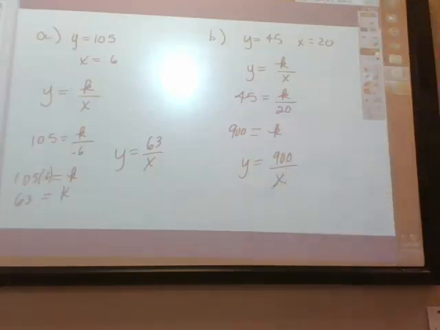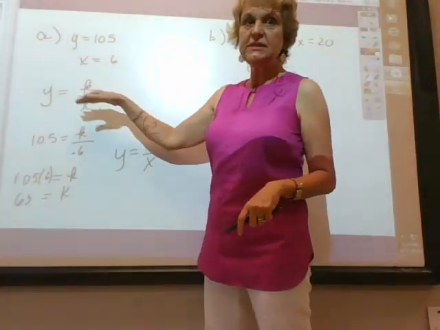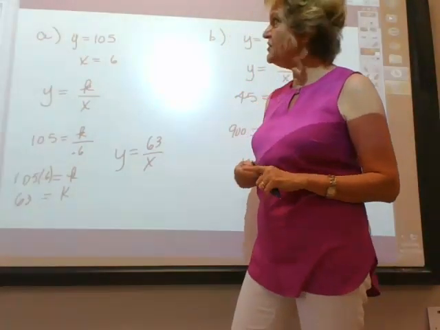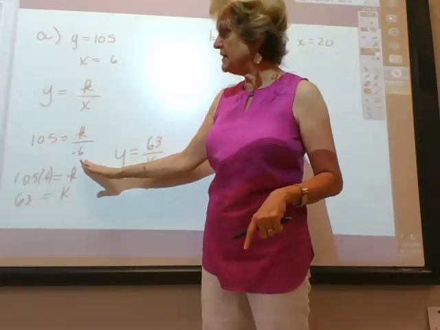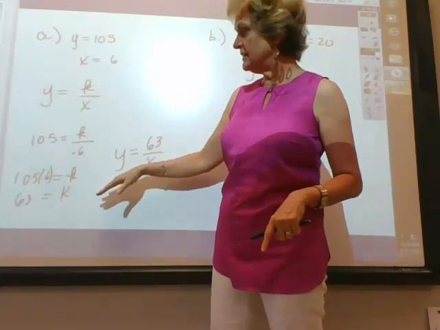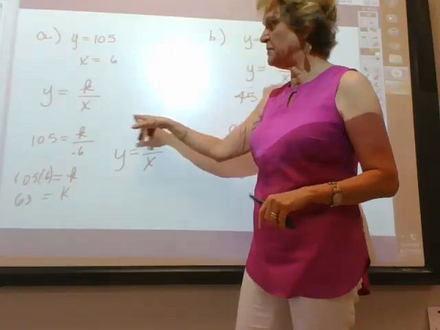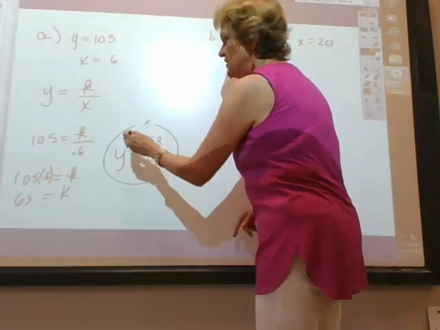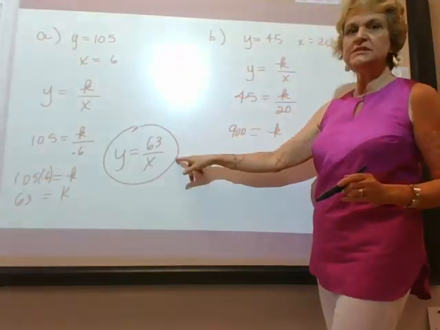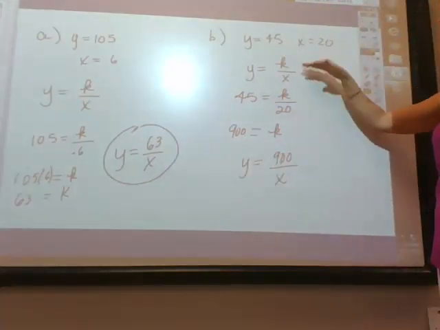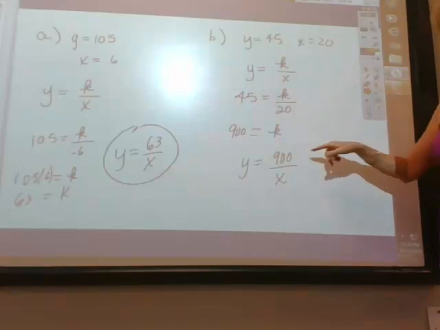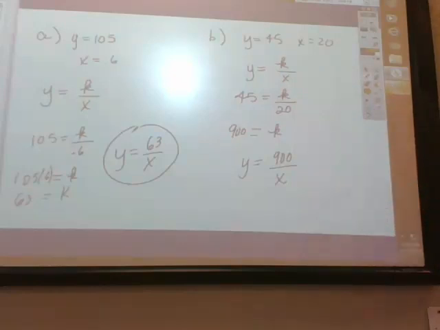So I plugged into y equals k over x because it said inverse variation. So 105 is k over 0.6. I multiplied those, got 63. So my equation of inverse variation under those conditions is this. For B, plugged in the numbers, got my k, and got my equation.